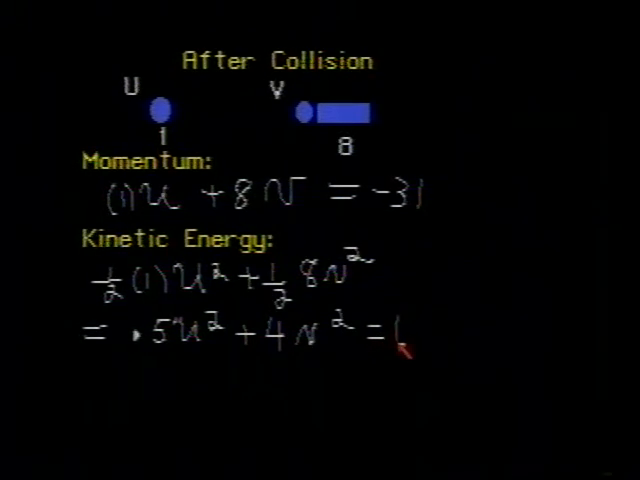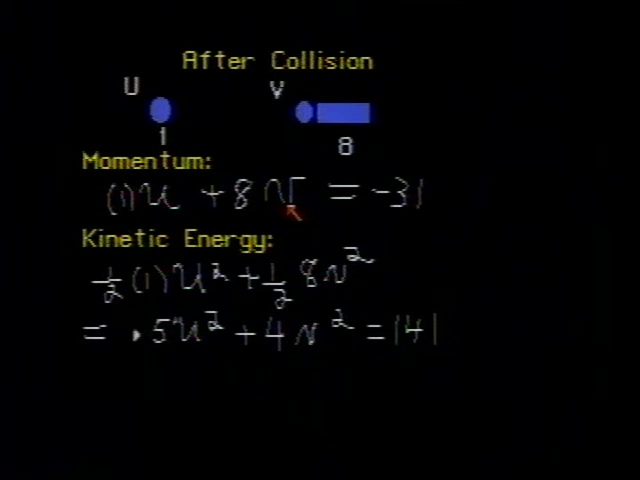Now, we have two equations here. u plus 8v is equal to minus 31. 0.5 u squared plus 4v squared is equal to 141. There are two unknowns, both u and v, and we have two equations. So we want to solve these equations simultaneously for the unknowns u and v. We have to eliminate one of them.